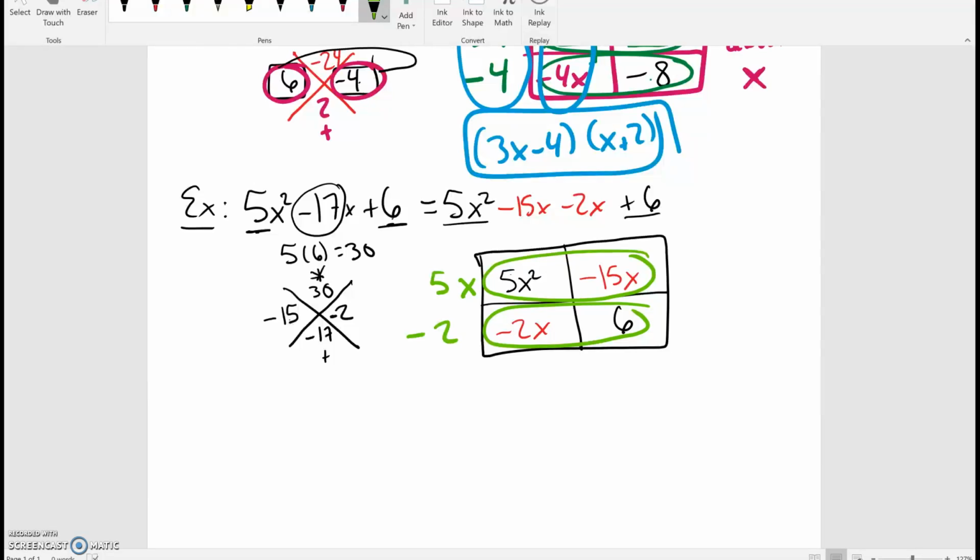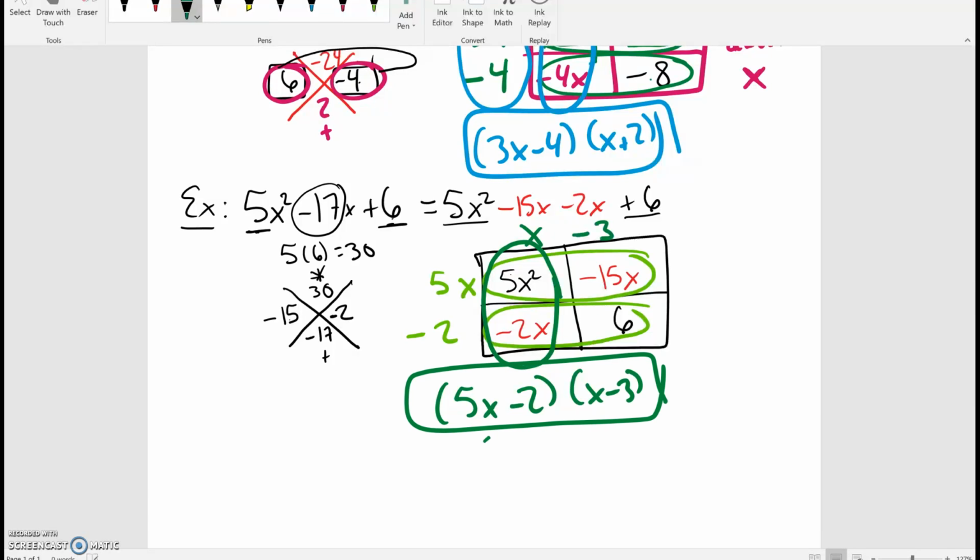All right, then I'm going to do it vertically. Between the 5 and the negative 2, there's nothing that we can really take out, but I can take out an x. Here, I'm going to take out this negative, and then I can take out a 3. So what am I left with? I'm left with 5x minus 2, x minus 3. I could also write x minus 3, 5x minus 2 if I wanted to. It'll still be the same thing.